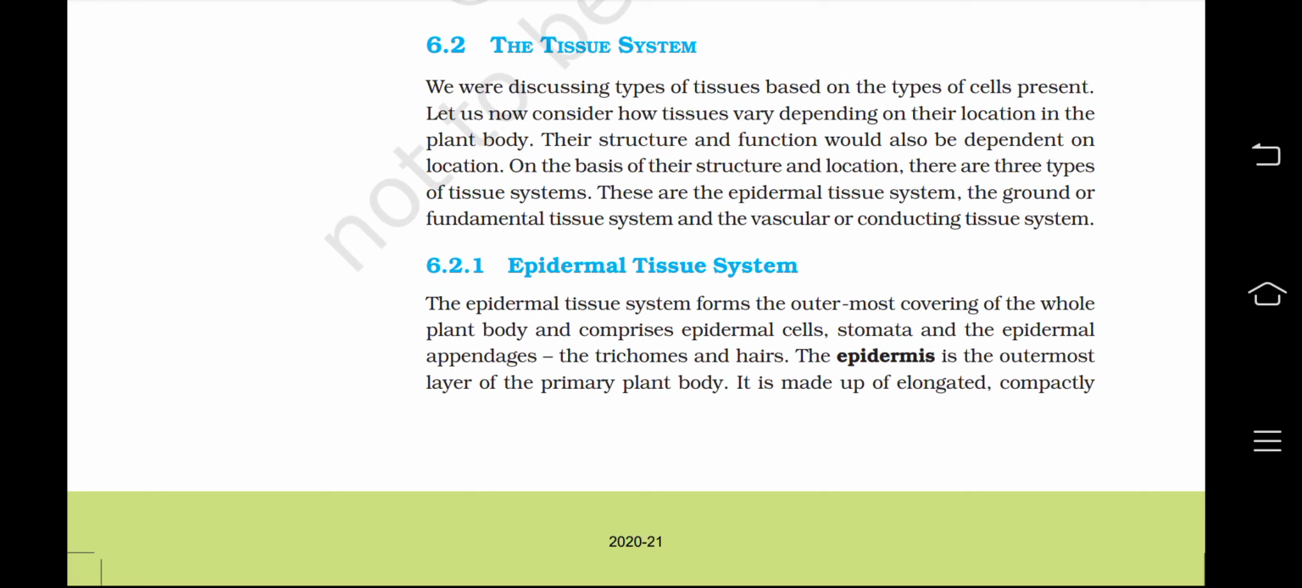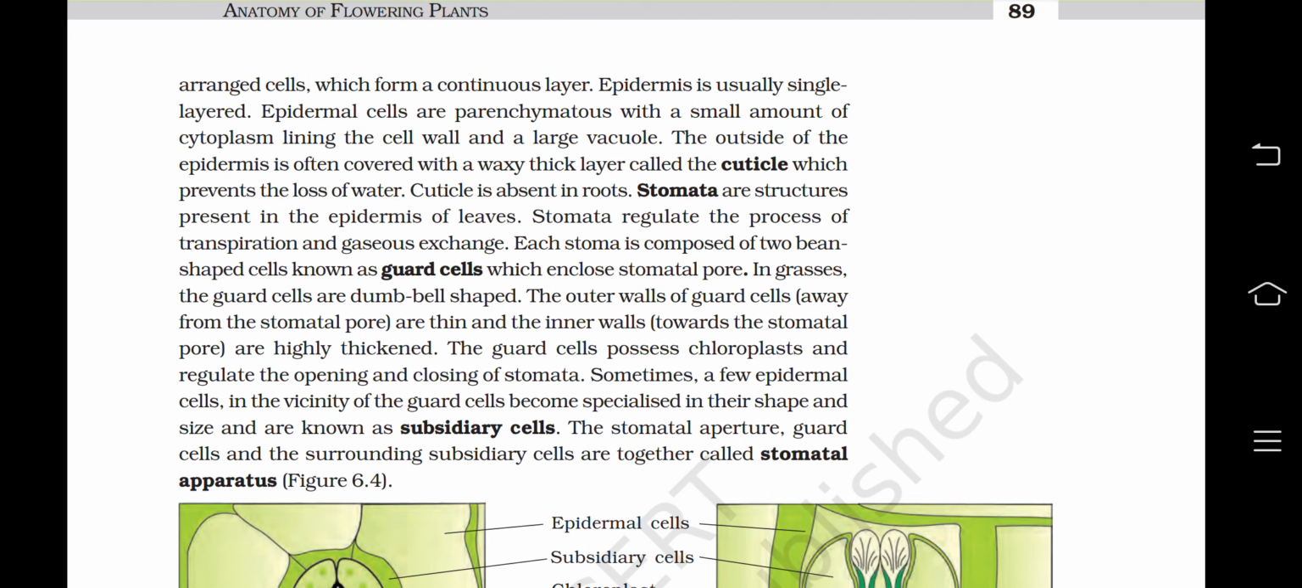Each stoma is composed of two bean-shaped cells known as guard cells, which enclose stomatal pore. In grasses, the guard cells are dumbbell-shaped. The outer walls of the guard cells, away from the stomatal pore, are thin and the inner walls towards the stomatal pore are highly thickened. The guard cells possess chloroplast and regulate the opening and closing of stomata.